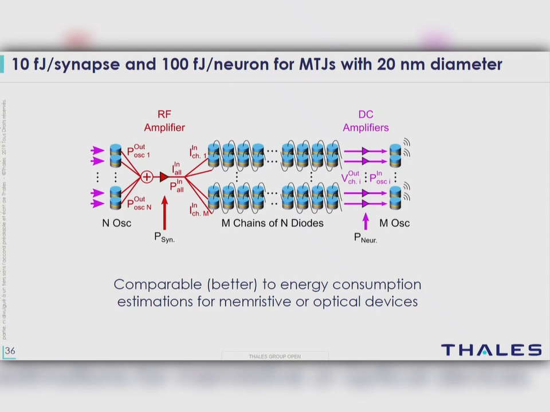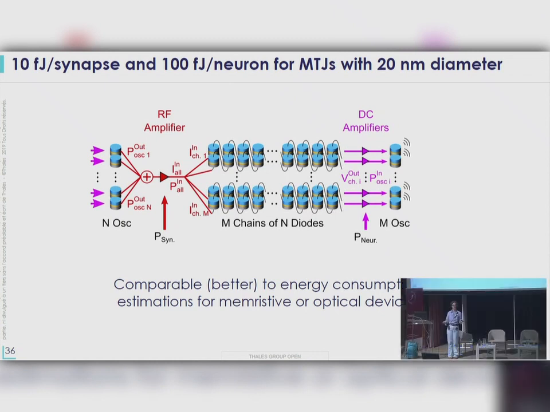And so by looking at how we can build these circuits and how much they will consume, we estimate that we'll have approximately 10 femtojoule per synaptic operation and 100 femtojoule for neurons. And this is with an assumption of MTJs that have 20 nanometers of diameter. So this is actually a consumption that's pretty much the same as other nano neurons and nanosynapses technology. So we think that here we are competitive, but this is not our big advantage. The big advantage is more about the architecture and things like this.